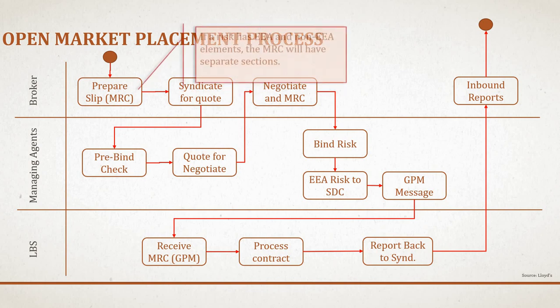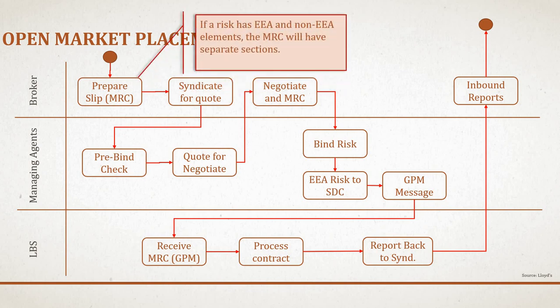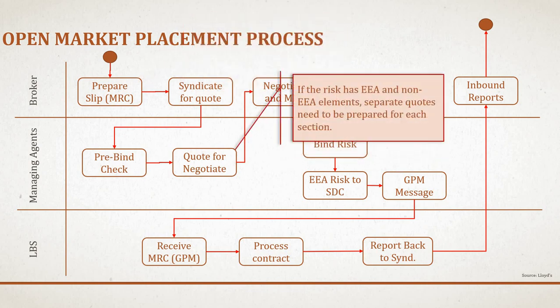The first is the preparation of the slips. If the risk has an EA or non-EA element, the MRC will have two separate sections. Going forward, the next stage is the quote and negotiation. If the risk has EA and non-EA elements, a separate quotation needs to be prepared for each section, I mean, for the EA and the non-EA element of the risk.